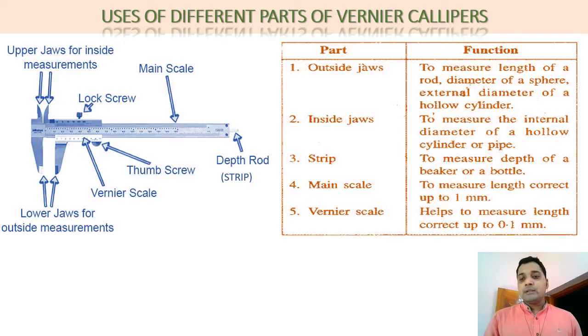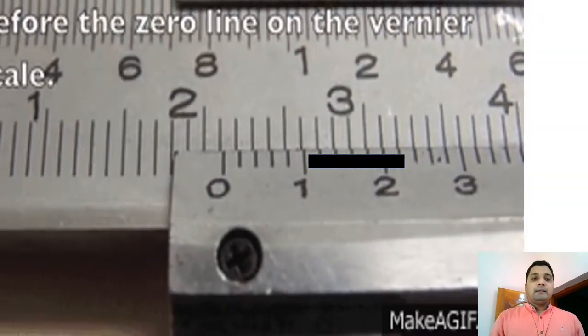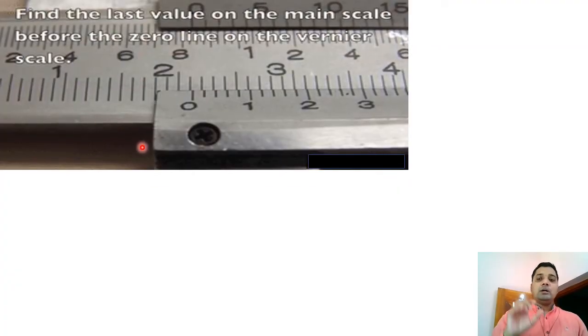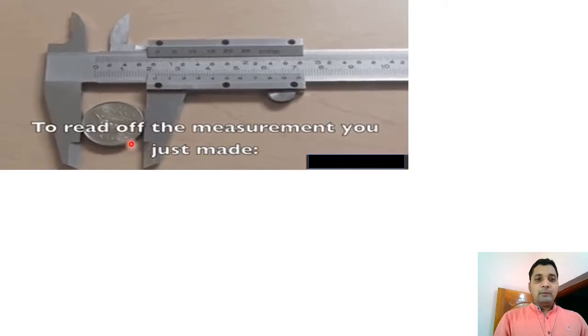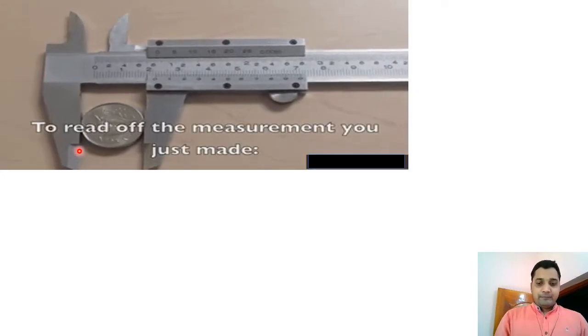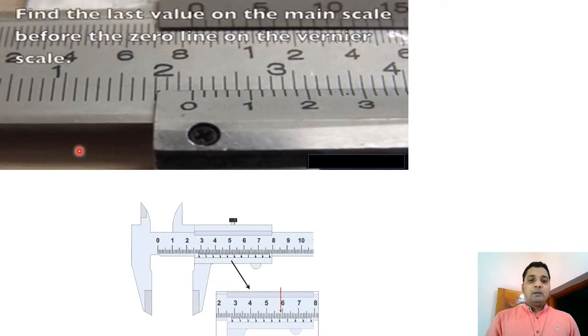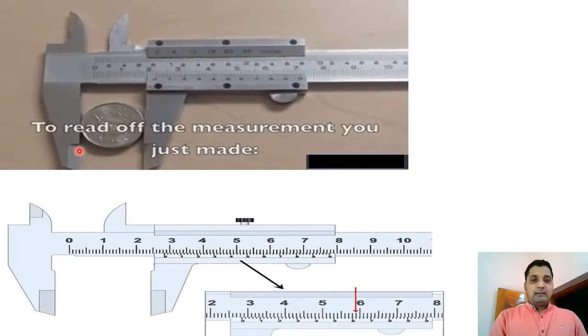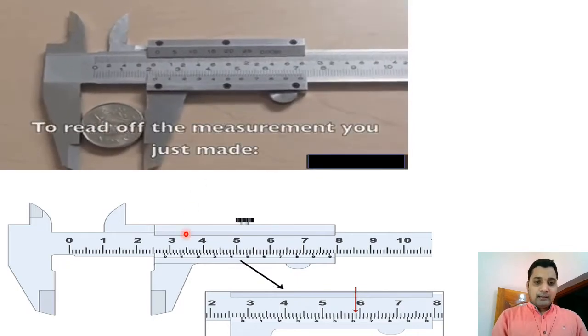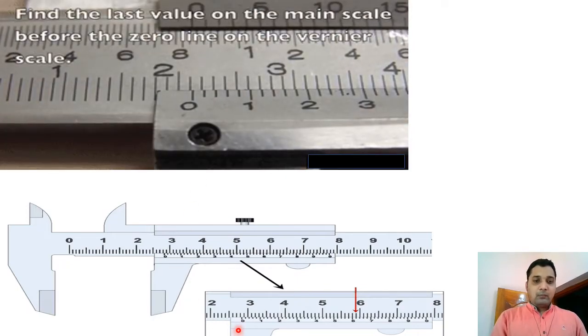So how do we use this Vernier caliper to measure the diameter or length of a given object? Here you can see a Vernier caliper. First, we place the object between the fixed jaw and the movable jaw. Then next, we have to look at the zero mark of the Vernier scale. Here you can see the zero mark of the Vernier scale, and here it is, a little bit magnified.